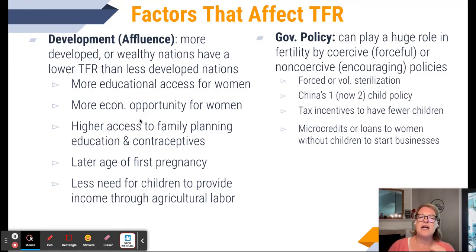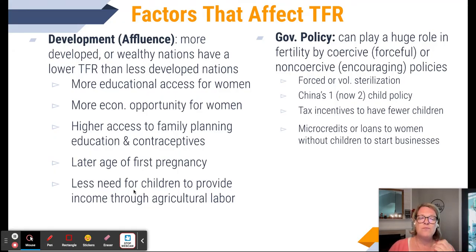And then more economic opportunity for women tends to mean that the total fertility rate is less. Higher access to family planning, education, and contraception. Those are all really important for having a lower total fertility rate. The later age of first pregnancy, so more educated women tend to start having babies later or at an older age. So therefore, that keeps that total fertility rate lower.